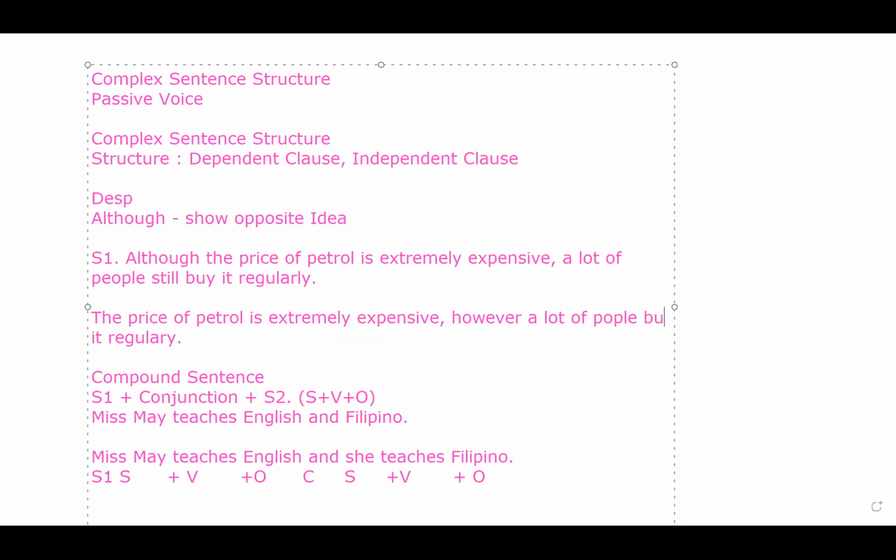The price of petrol is extremely expensive. Both of them are independent sentences, so that's why it will not be a complex sentence. It is a compound sentence. Thank you. Does that make sense, everyone?